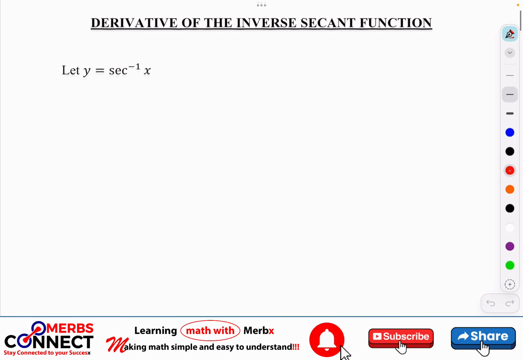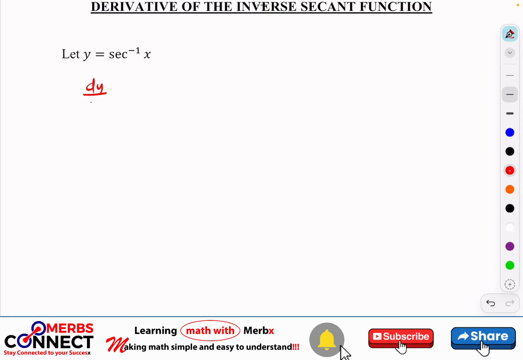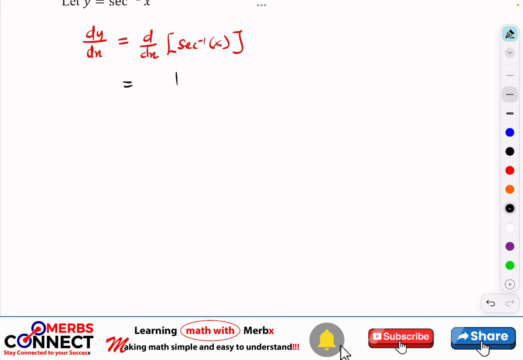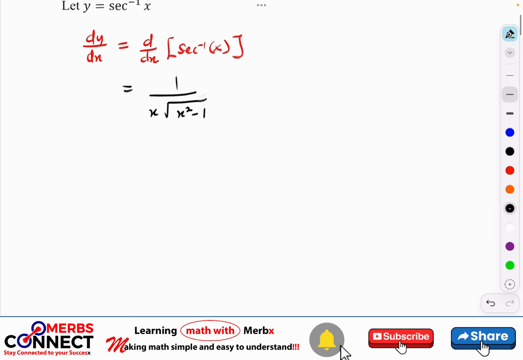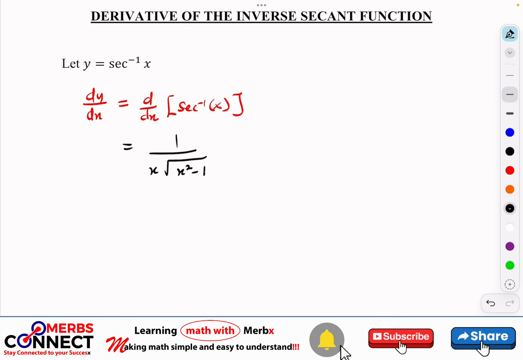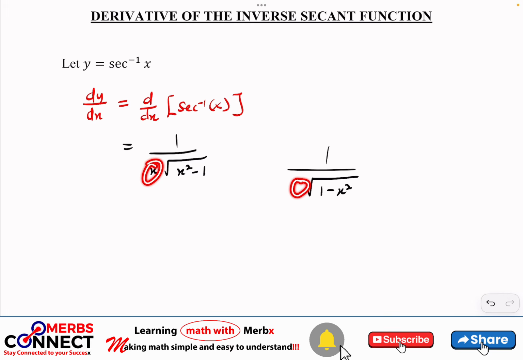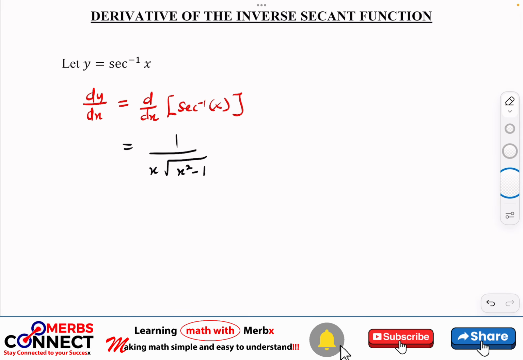Now when I differentiate secant inverse, dy over dx is equal to d over dx of secant inverse of x. And when I differentiate this, what am I going to get here? This is 1 divided by x square root of x squared minus 1. Beautiful. So you see, this was looking like the sine function, but this is not true, because the sine was 1 divided by square root of 1 minus x squared, and there was no x there. So you need to pay more attention here. So this is what we are going to get for secant inverse.